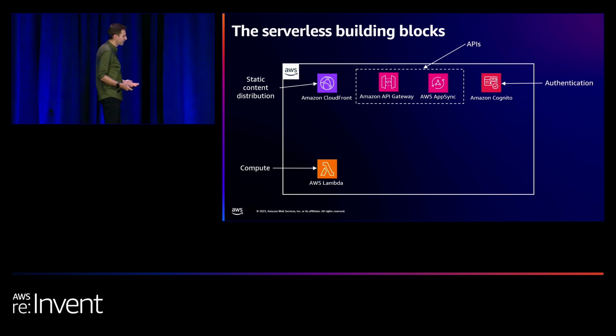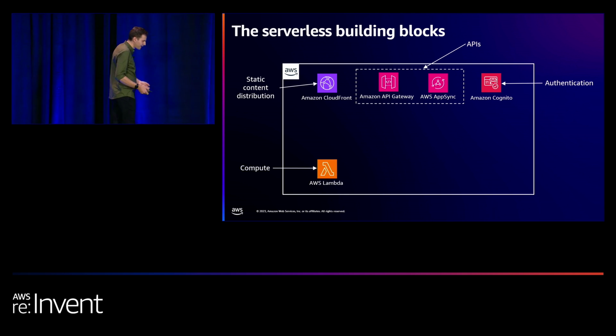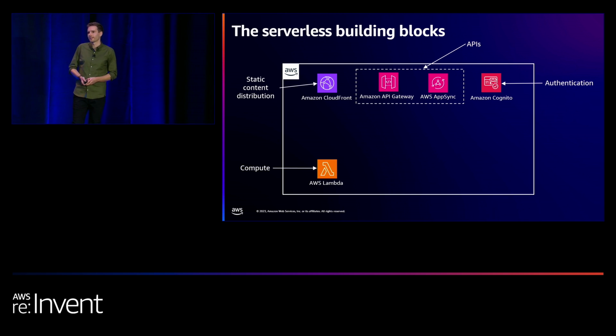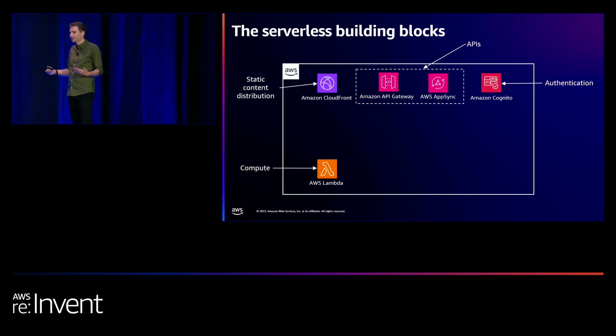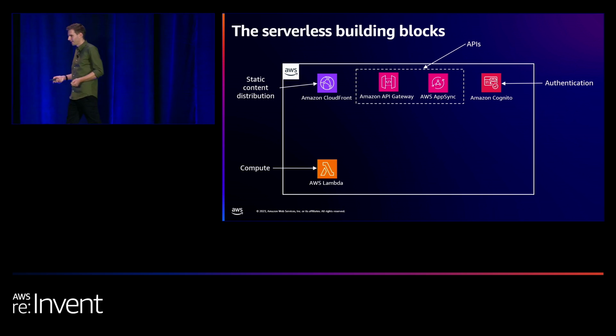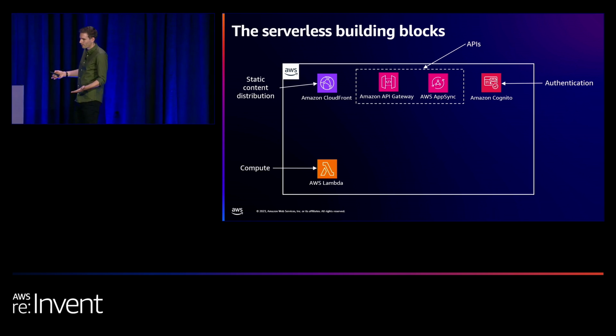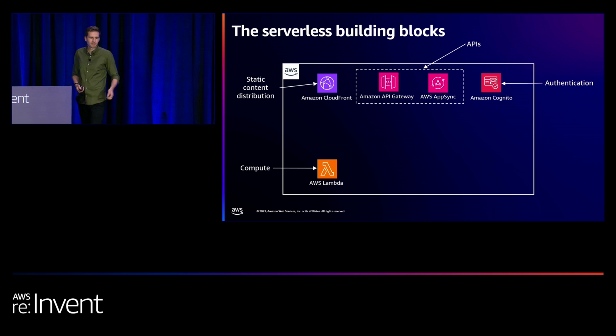AWS Lambda is one of the first services which fell under the serverless umbrella. It pioneered serverless, and this provides us with the core compute capability. This is where we write our custom code, our business logic. And we can use one of the managed runtime environments for Java, .NET, Python, or others. We can bring our own runtime as well.